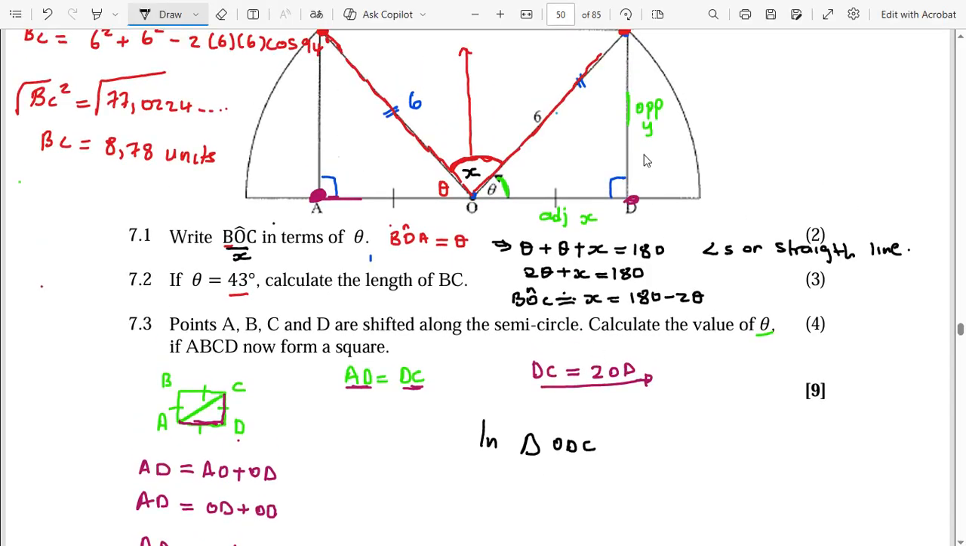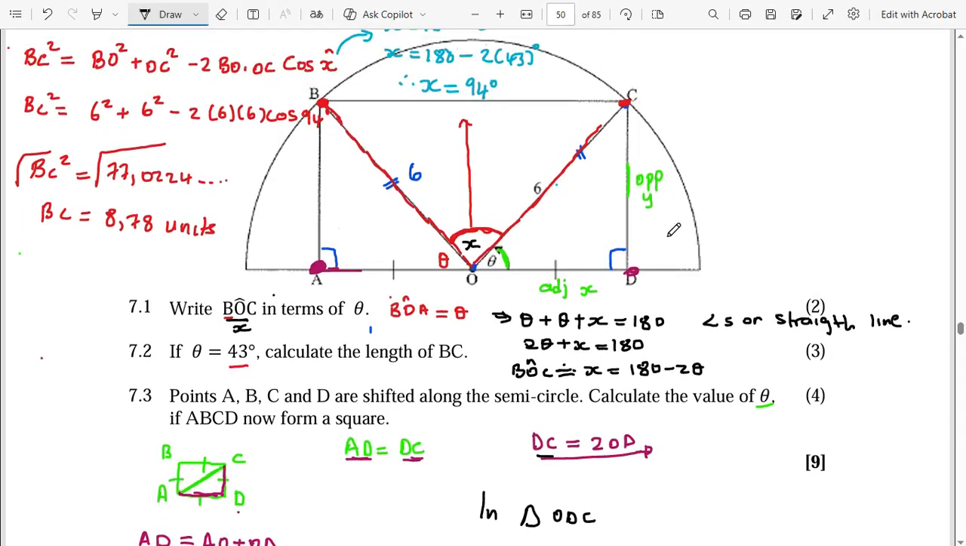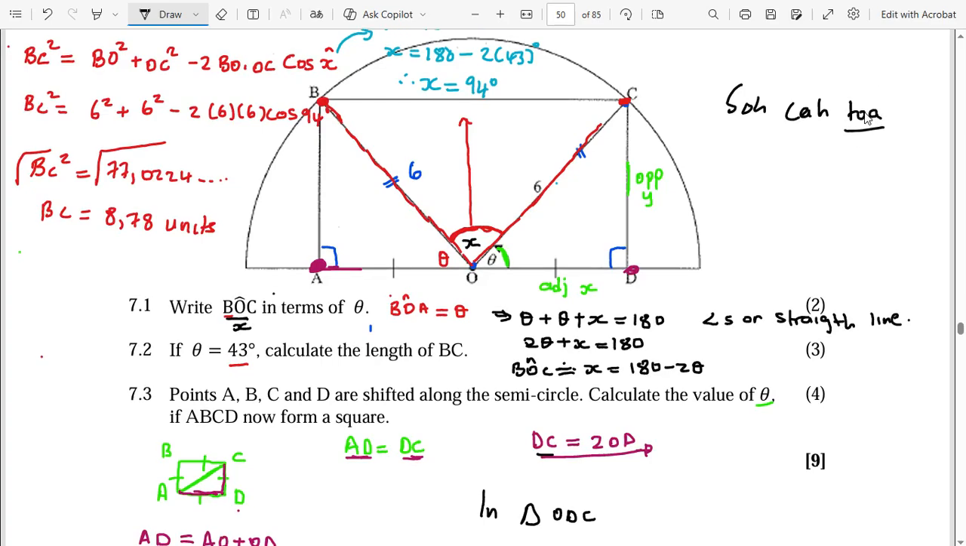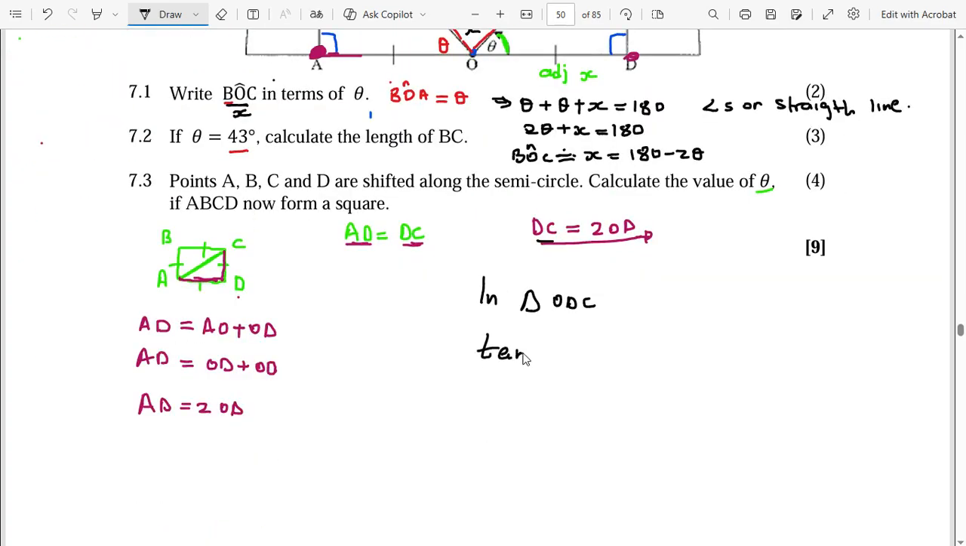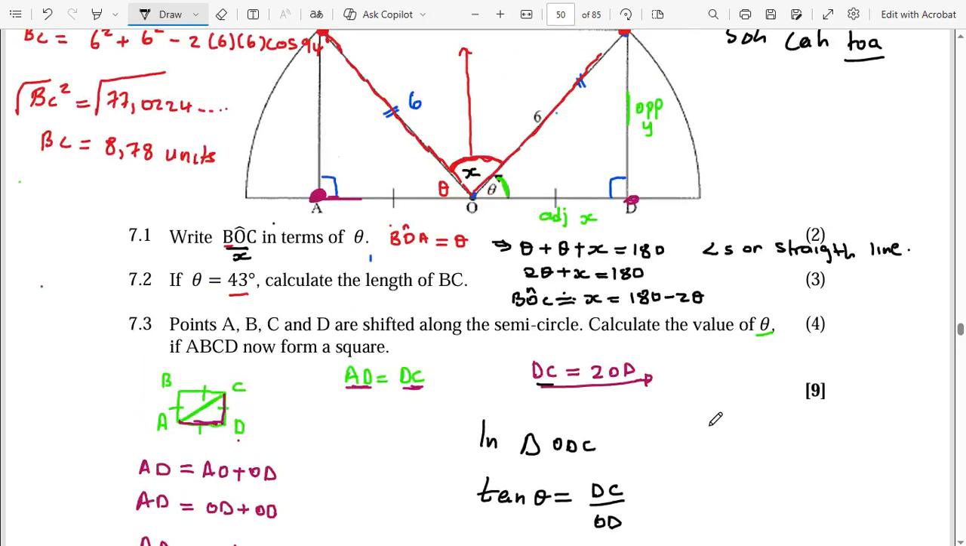I can use my opposite because I have OD. I know what DC is. And then I'm going to say OD over, I have opposite and adjacent. So according to SOHCAHTOA, I have opposite and adjacent. That will be the tan. So I'm going to use tan theta. This will be the tan of that angle. It's equal to tan theta, that's opposite. And what is your opposite? DC over adjacent. What is your adjacent? Remember, your adjacent is OD in that triangle ODC.